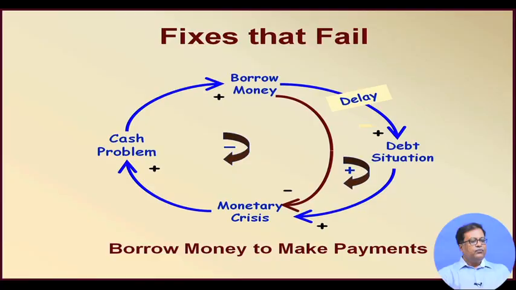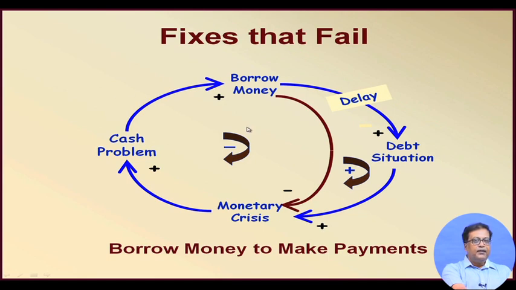Here is another example, which we call the fixes that fail. So, what are fixes that fail? Suppose we have a cash problem. As you have a cash problem, you borrow money, and as you borrow money, your monetary crisis reduces, right. So, more cash problem, more borrowed money, less monetary crisis, less cash problem, less borrowed money. So, that is a negative loop. This is like a fix: borrow money to make payments.